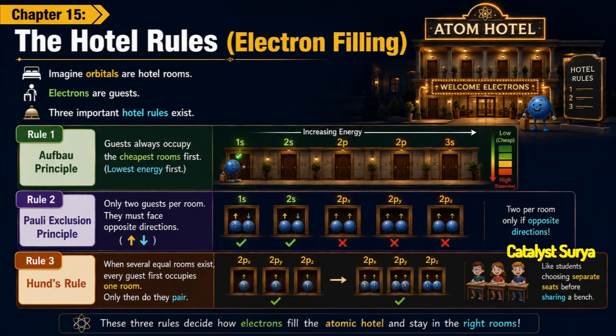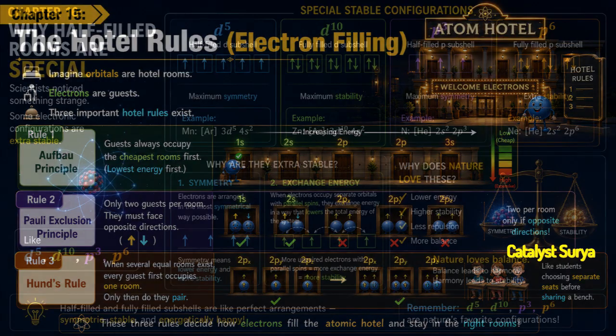Electrons are the guests. 3 important rules decide where every electron stays. The first is the Aufbau principle. Electrons always occupy the lowest energy orbitals first. The second is the Pauli exclusion principle. Only 2 electrons can stay in one orbital, and they must have opposite spins. The third is Hund's rule. When several orbitals have the same energy, electrons first occupy them one by one before pairing up, just like students choosing separate seats before sitting together.